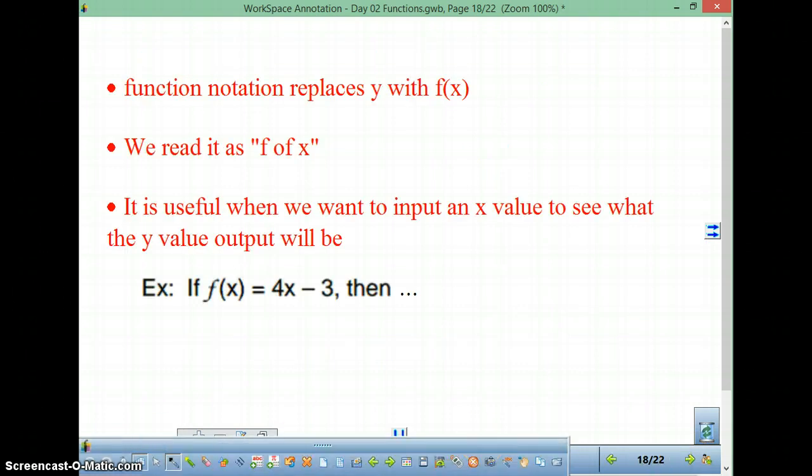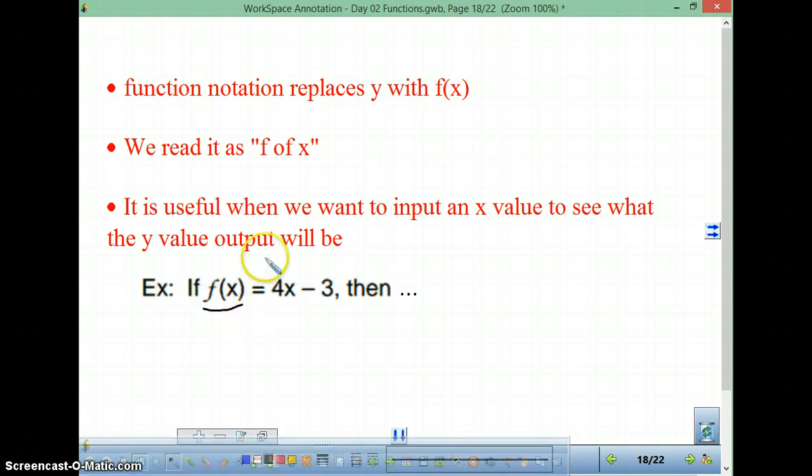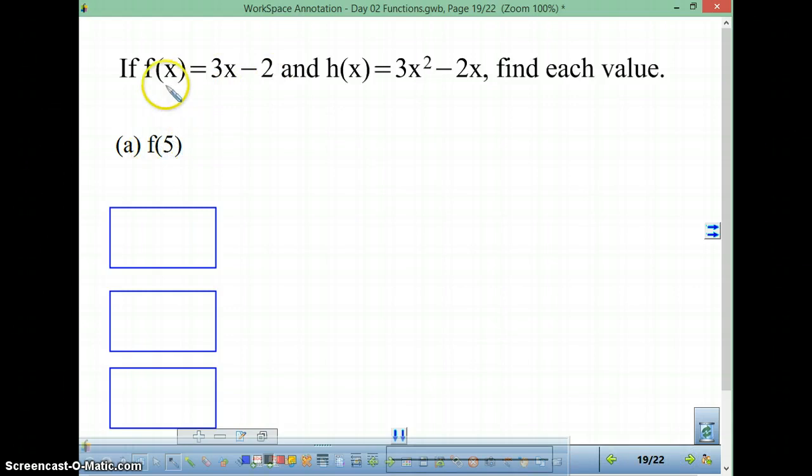All right, pause for. Okay, the second part of this lesson is using this new notation, f of x. It's called function notation, and we call it f of x. Basically, it replaces the y value. So this means the same thing as y equals 4x minus 3. We just say f of x equals 4x minus 3. So take a look at some examples. If this is f of x, then f of 5 equals 3 times 5 minus 2, which is the same thing as 15 minus 2, which is 13.